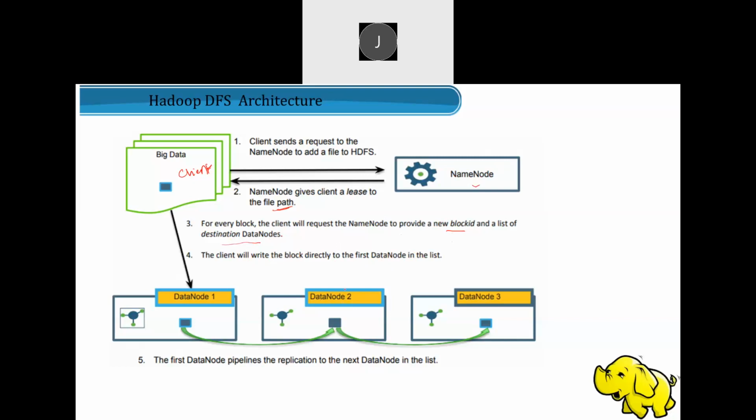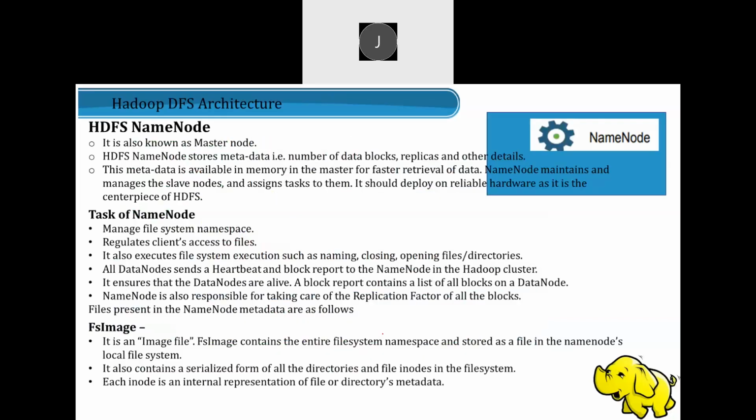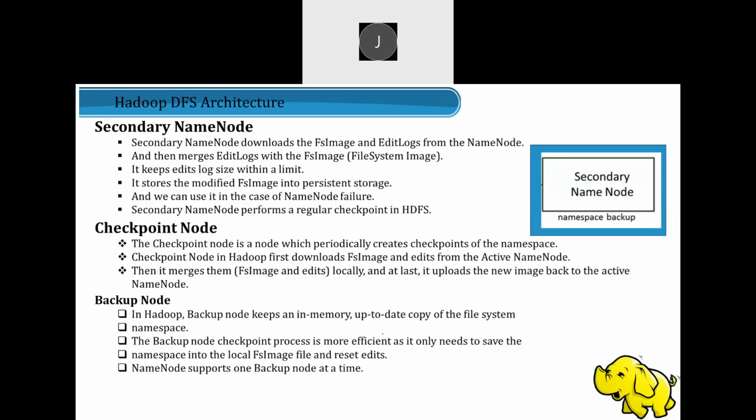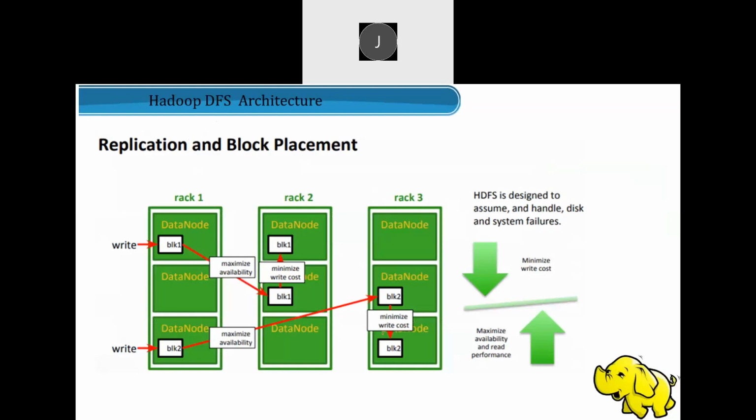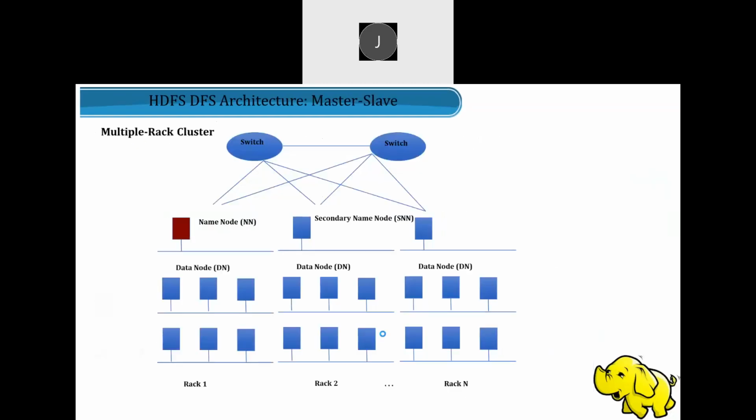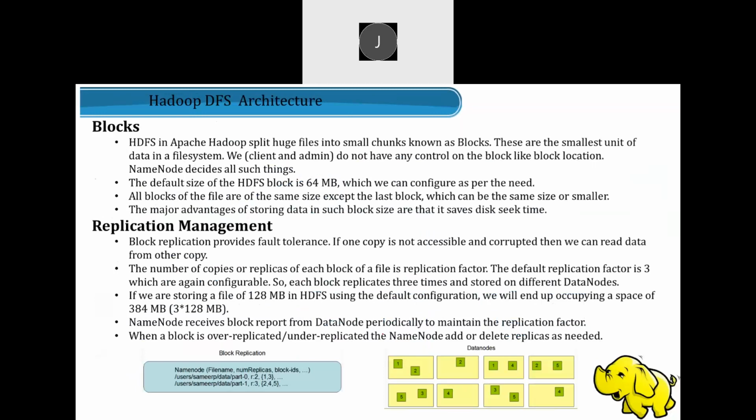The first data node pipelines the replication to the next data node, and likewise. Whatever is stored in the first data node, it will take for processing and it will copy to the other nodes. Here it is writing, so it will write to the first data node and it will copy to the further data nodes. That's what they are saying here. Okay, then furthermore, these are all descriptions about everything. We'll go through this.